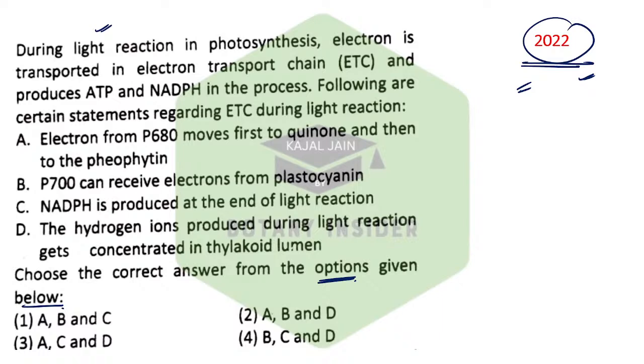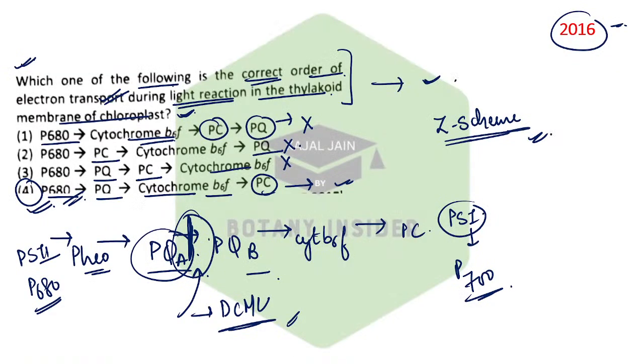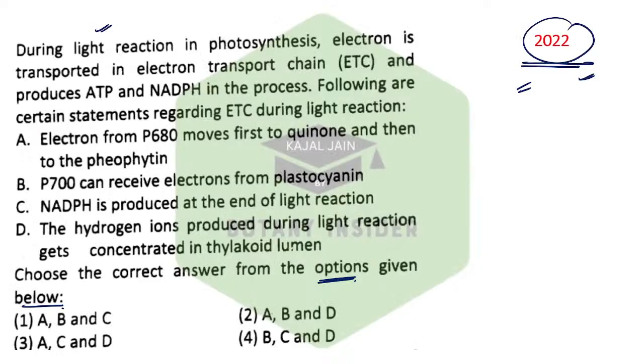First option: electrons from P680 move first to quinone and then to pheophytin. Did we discuss this? Just check over here. Does it move to pheophytin after any other one? No, first it is pheophytin. I just explained this. Even then you're marking the answer wrong.